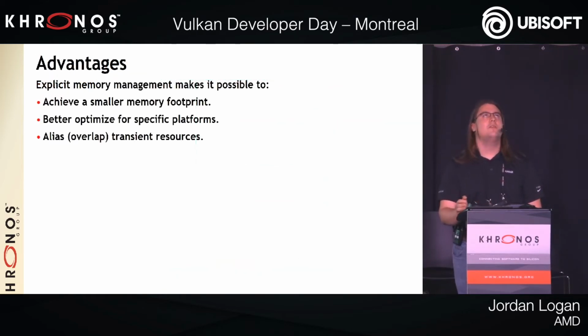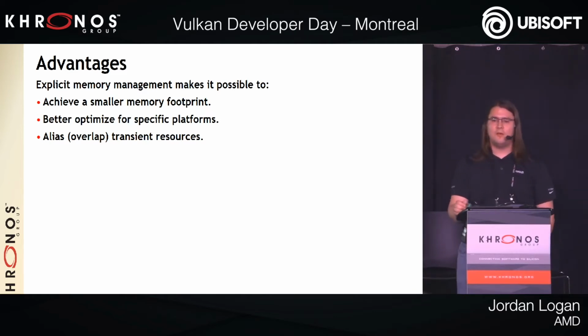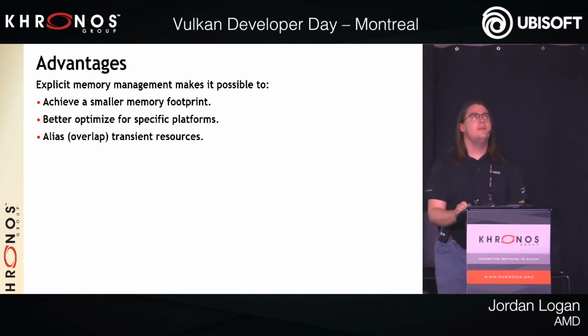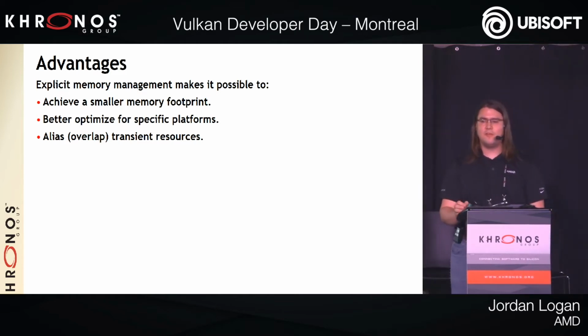One of the questions we get a lot is, why do you actually want to do this? In previous generations of APIs, the driver was happy to do this. And that is because you know your application much better than the driver does. So you can actually achieve a much smaller memory footprint using this. And you can even optimize your application for the specific platform you're running on based off of its memory architecture. And there's a whole lot of new techniques you can do that you couldn't do with previous APIs, one of which is aliasing your resources, like your render targets, with future render targets and reducing the memory there.